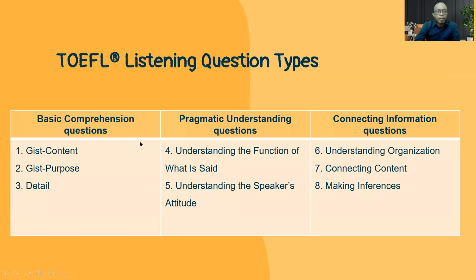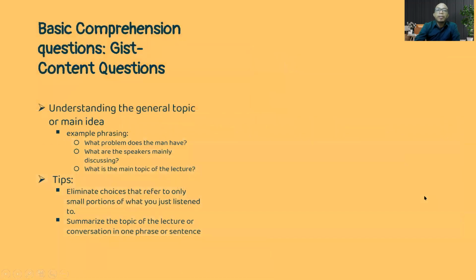Now, here are all of the question types in this section. We have three categories: basic comprehension questions with the three types, gist content, purpose, and detail; pragmatic understanding questions with these two types, understanding the function and speaker's attitude; and then the third one is connecting information questions with the three types of questions, namely understanding organization, connecting content, and making inferences. So what do they mean? Let's take a look. Starting with the basic comprehension questions, the gist content question.